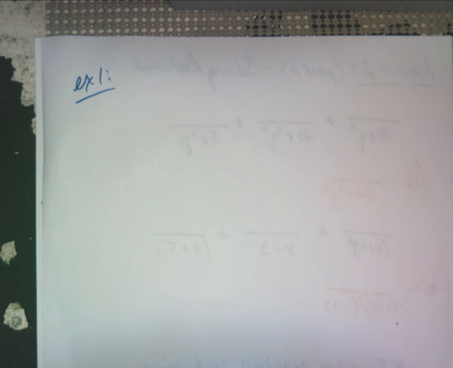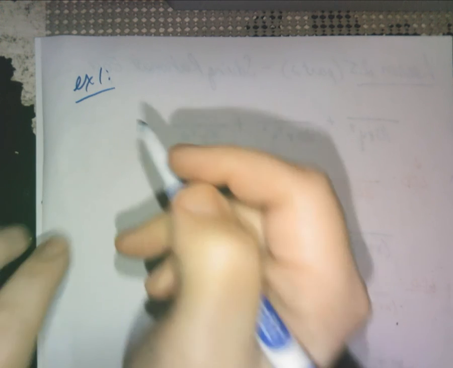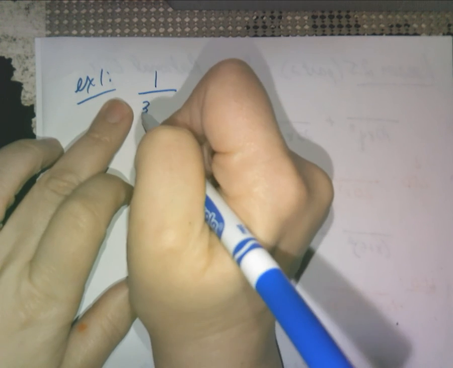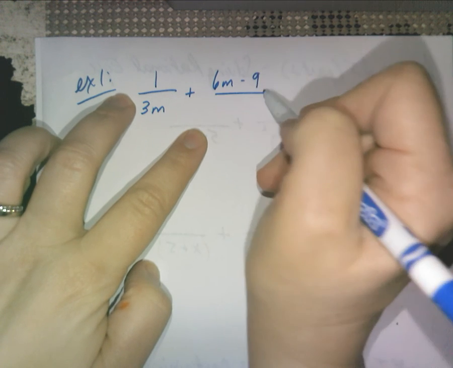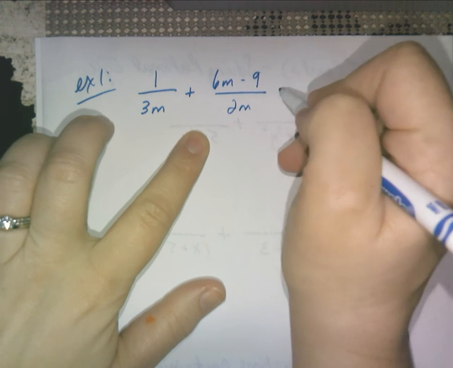All right, so this I consider an easy one. It's very, very, very easy. You should know how to do this one. I'm using the letter M instead of X today.